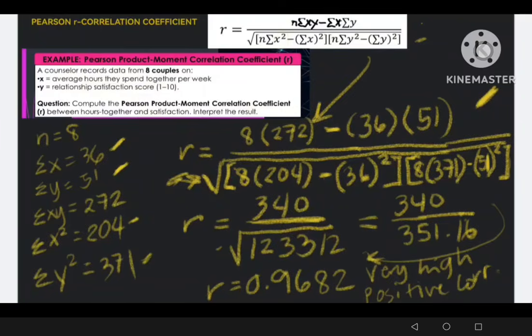So we conclude: the value of our r, or our Pearson product moment correlation coefficient r, is equal to 0.9682, and the interpretation for that is very high positive correlation. Okay?